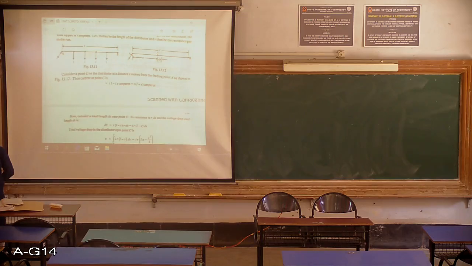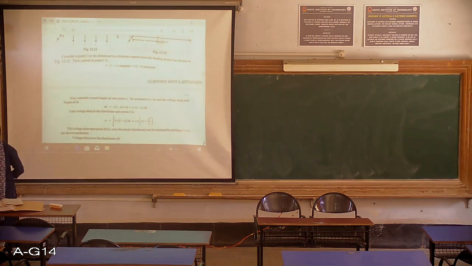Okay, length is x, so resistance r into dx. So voltage drop over the length dx. How have we written it? See here, dx dV, we call it dV. So the voltage drop dV is equal to the current you have written already, I into L minus x, into r dx. Clear? So we are calculating voltage drop.